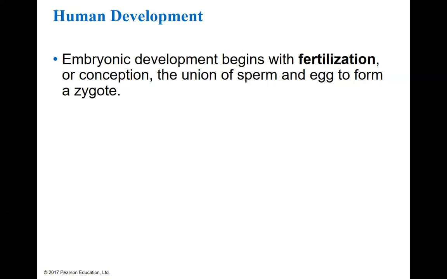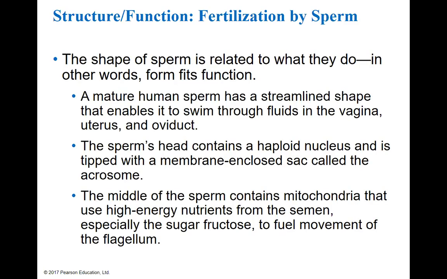So embryonic development begins with the fertilization or conception, as it is called. To conceive is to fertilize, which is basically the union of the egg and the sperm to form a zygote. So the shape of the sperm is highly related to its function. What is the function of the sperm? Once it is in the female reproductive system, it will swim through the uterus all the way to the oviduct.